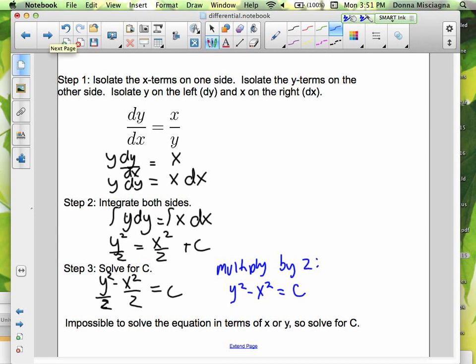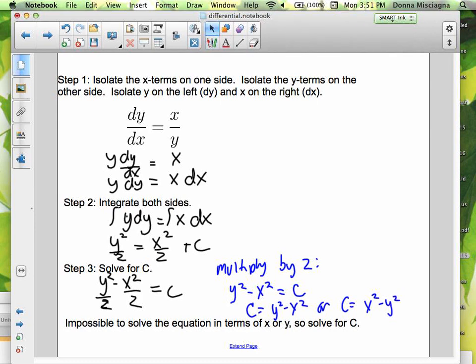Or if you like better, you can put the c on this side: c equals y squared minus x squared. Or if you don't like that one either, you can also do c equals x squared minus y squared, because if you multiply both of those by -1, now their signs change. So any of those is essentially the same equation in different formats.